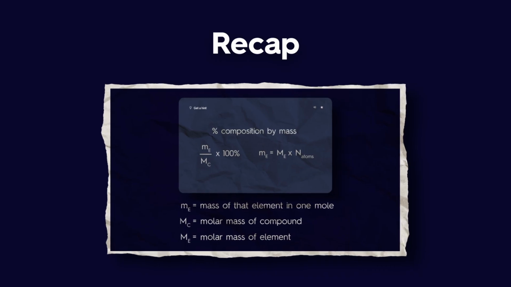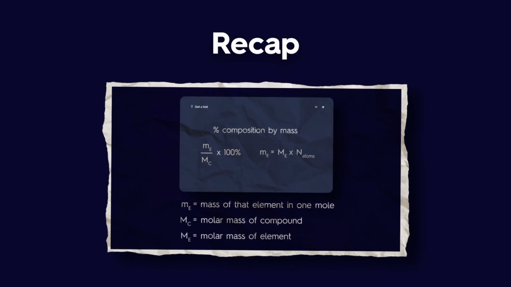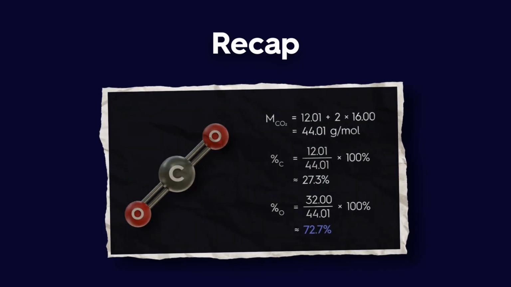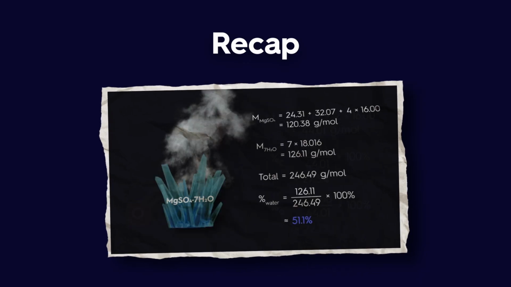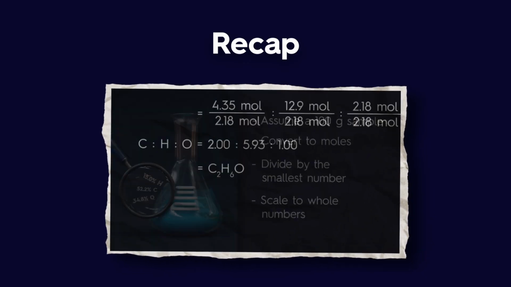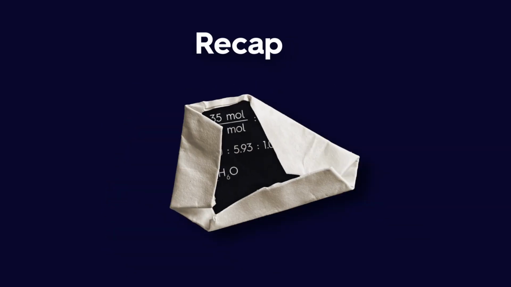Let's recap. Percent composition is percent by mass, found by an element's mass share divided by the molar mass of a compound times 100%. You can use it to analyze simple molecules and hydrates. In reverse, percent data can lead to an empirical formula by converting to moles and comparing ratios.